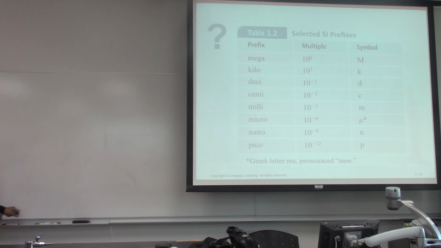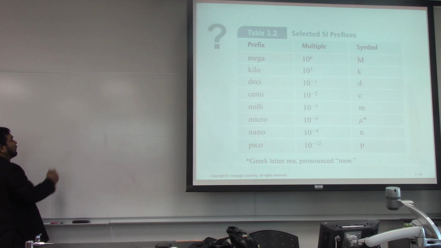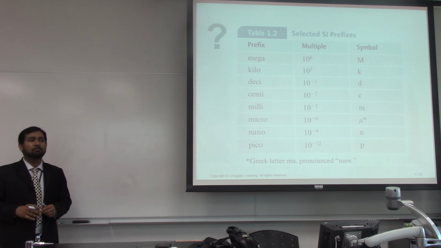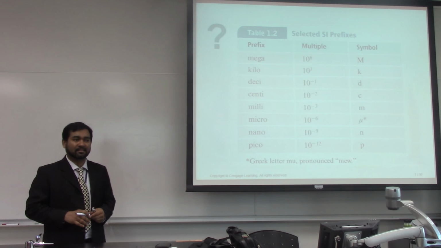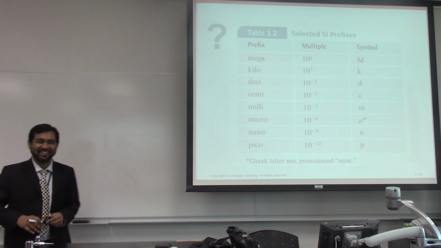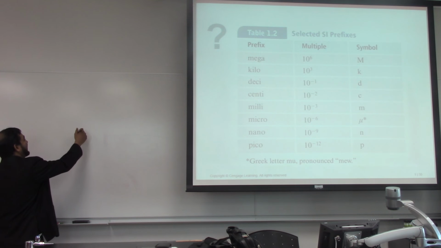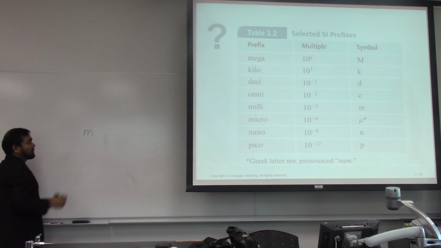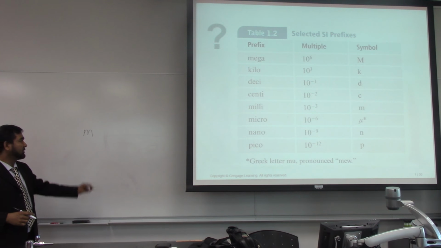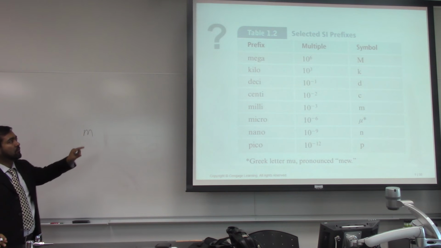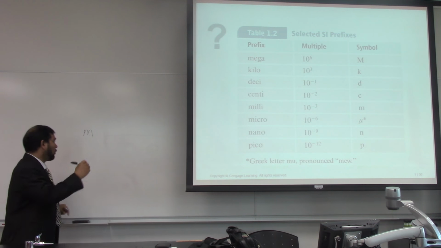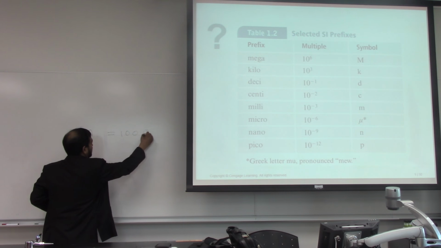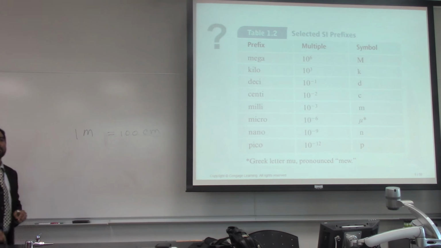What is the base unit for length? I said that, right? Good for you. The base unit for length is meter. Do we write small m or capital M? Small m, and this small m means meter. What we learned from this table is that 1 meter equals 100 centimeters, if we talk about centimeter.